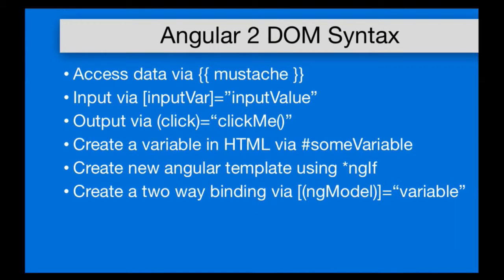And then a way to do two-way binding, best example is using ng-model. So here we're doing square bracket and parentheses. It's a way to do two-way binding between our JavaScript and our DOM structure, or your different directives.